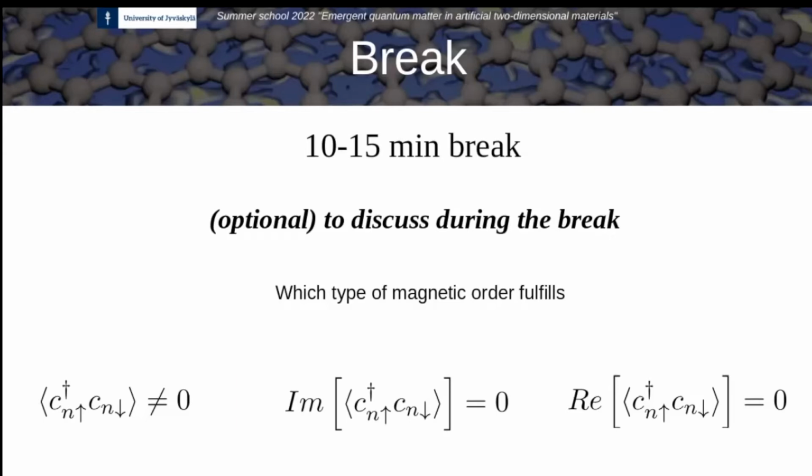Yeah, in any direction. If you have a non-zero expectation value of this, you can have magnetization in the X direction, in the Y direction, and of course also in the C direction, if the other expectation values are non-zero. And you can have either ferromagnetism, anti-ferromagnetism, or any kind of non-collinear magnetic order, or even non-coplanar magnetic order.